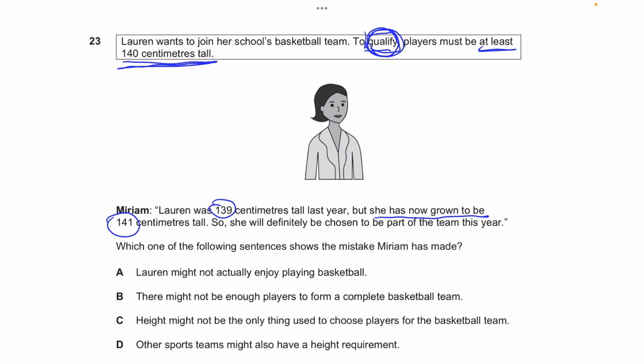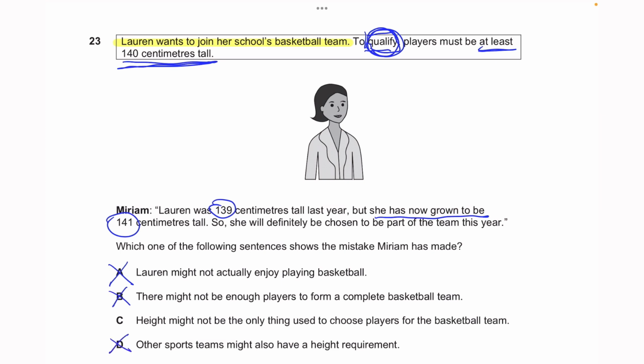And so if we have a look at our options, we've got A, Lauren might not actually enjoy playing basketball. Not very relevant, because in fact, the first sentence shows that Lauren does want to join the school's basketball team, so it can't be A. Then we've got B, there might not be enough players to form a complete basketball team. Well, that's quite an irrelevant answer to what Miriam is saying, and so that's why B is incorrect. Then we've got C, height might not be the only thing used to choose players for the basketball team. And then we've got D, other sports teams might also have a height requirement. Now, even if other sports have a height requirement, that's not really relevant to what we're doing now.